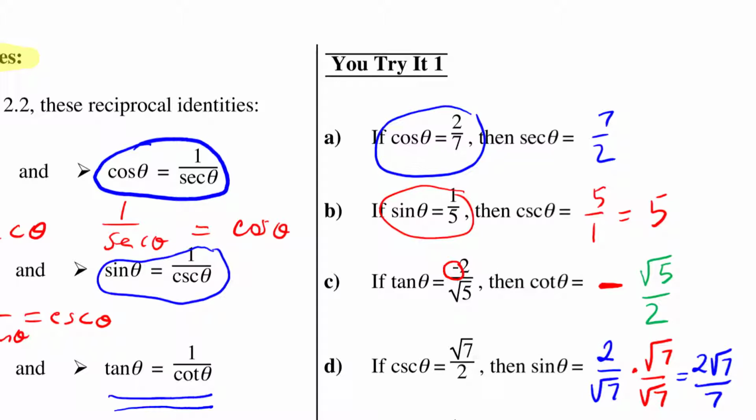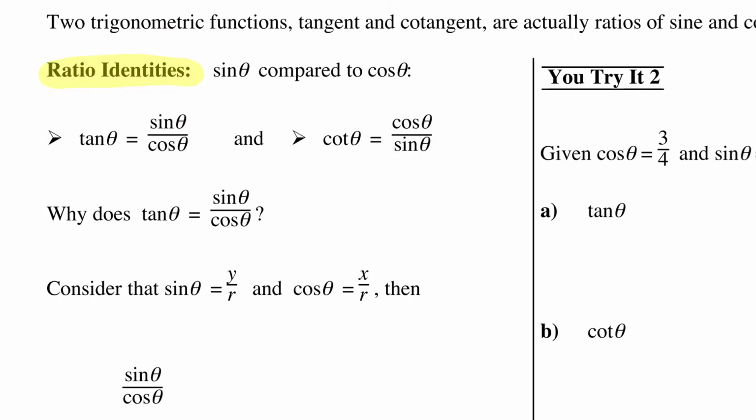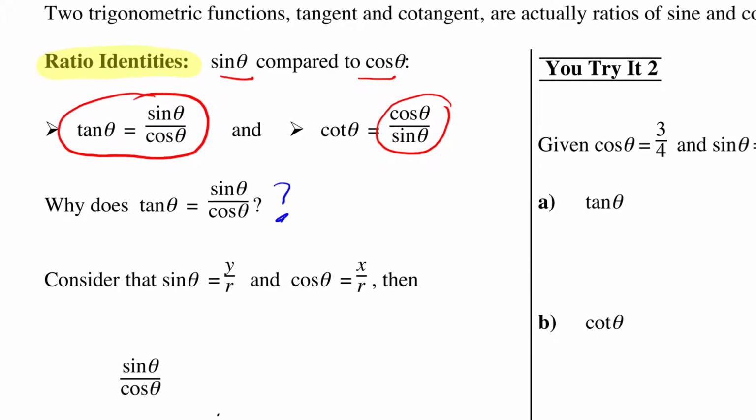What's next? The ratio identities. This is where we compare sine and cosine in a fraction. Sine theta over cosine theta. That's what tangent theta is. And cotangent theta is its reciprocal, cosine theta over sine theta. So why is it that tangent theta is sine theta over cosine theta?